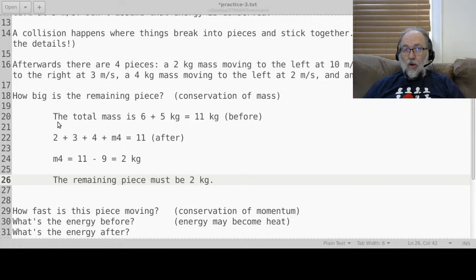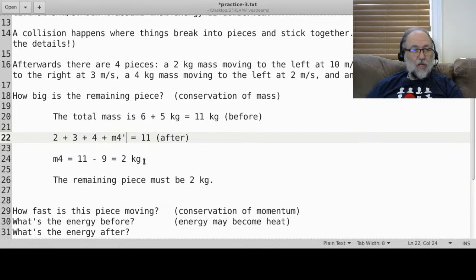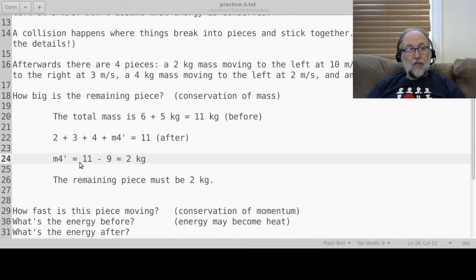So the total mass before is, you have a 6 kilogram and a 5 kilogram, so that's a total of 11 kilograms before. After, you have those four pieces. One of them you don't know the size. So it was a 2, a 3, and a 4, and then I just called it M4. I guess this one's M1, M2, M3, M4. Actually, to stay consistent with my notation later, I'm going to call that M4 primed, because the prime means after the collision. You'll see that as I go along. So what's M4 prime equal to? Well, it's 11 minus 2 plus 3 plus 4. And so it's 2 kilograms. That remaining piece must be 2 kilograms in size. Okay, that was pretty trivial.